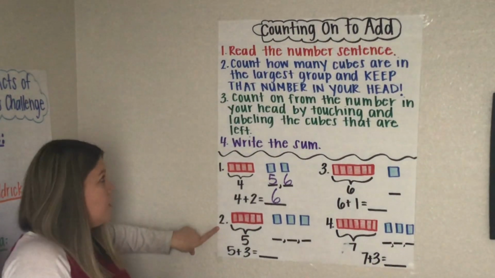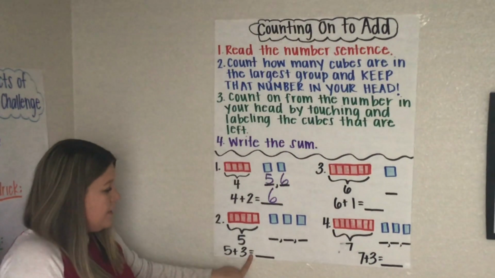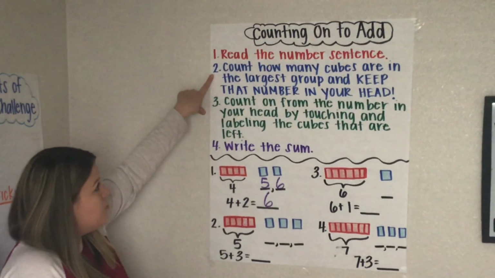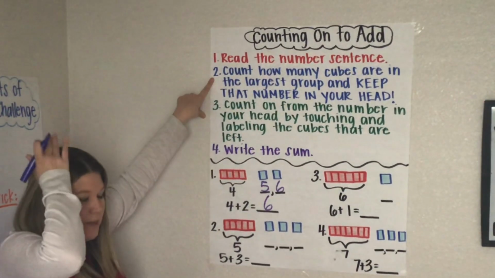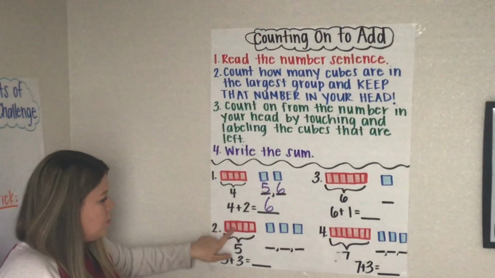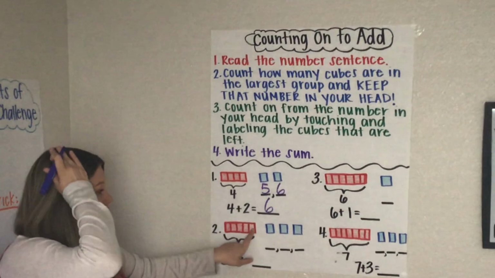Number 2, read the number sentence. 5 plus 3 equals blank. 2, count how many cubes are in the largest group and keep it in your head. This is the largest group. 1, 2, 3, 4, 5. Keep 5 in my head.